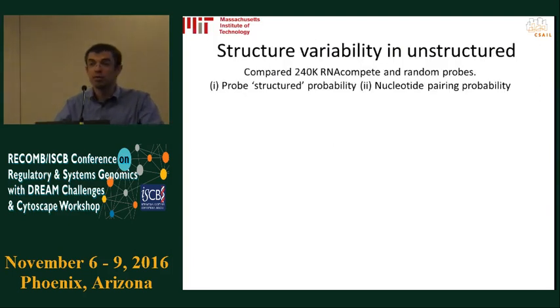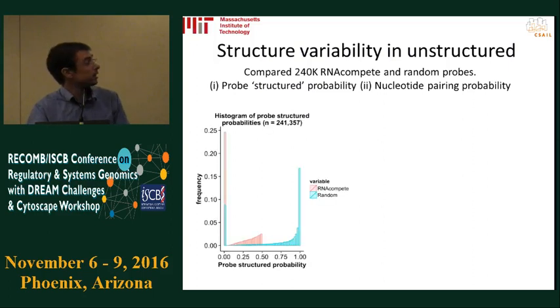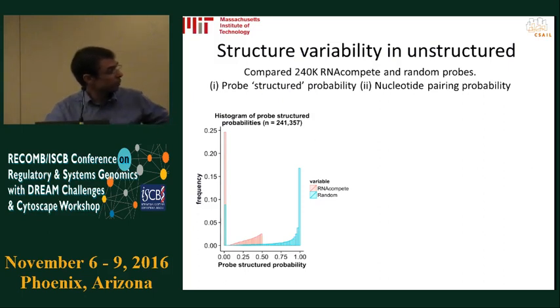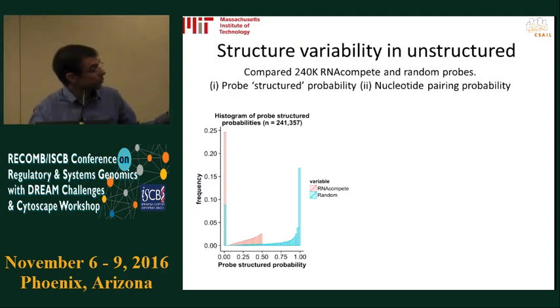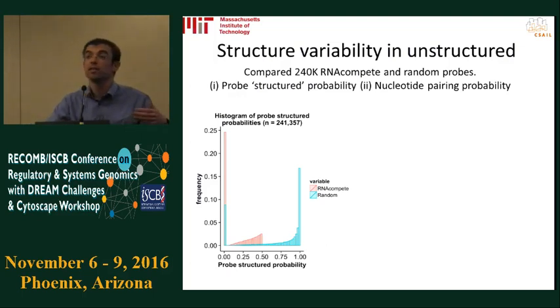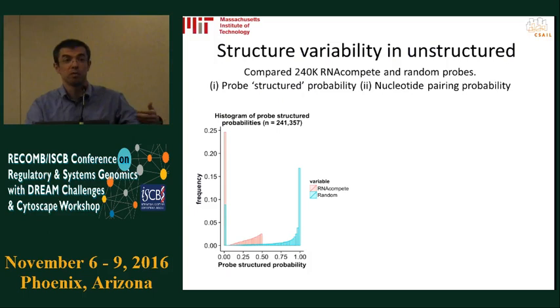First I wanted to convince you and myself that indeed we do see some structural variability in the data. If you recall, I told you that in the RNAcompete assay, they used unstructured RNAs. So we wanted to measure how unstructured these RNAs are. We compared the 240,000 RNAcompete probes to random probes, and we used the same definition of probability of being structured. As we see, random probes reach all the way to the probability of 1, but we also see that the RNAcompete probes have some probability of being structured, and in fact, more than 75% of them have a probability greater than 0 of being structured. So there is some structure in the data.